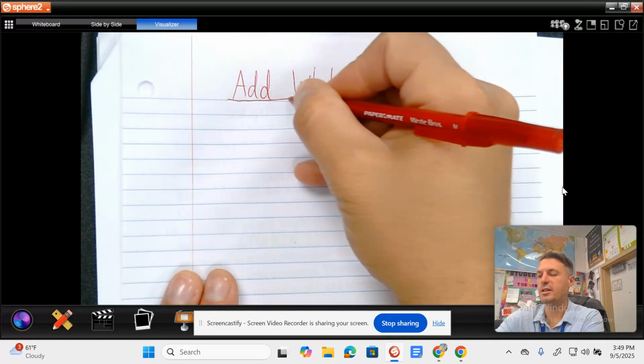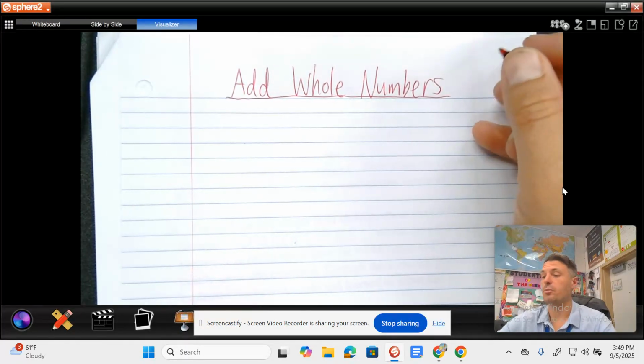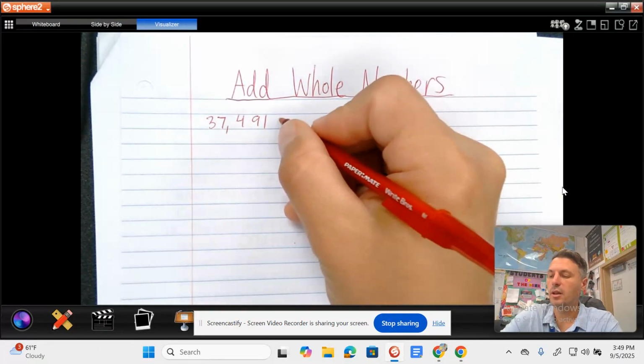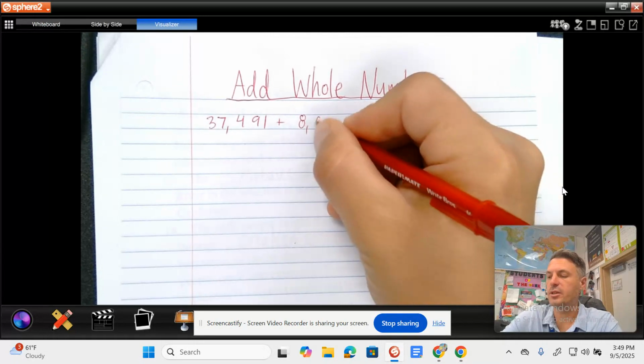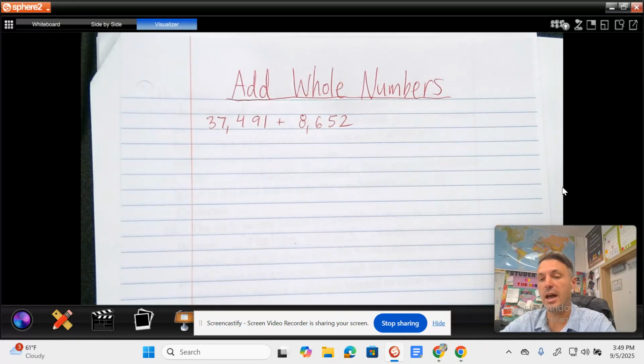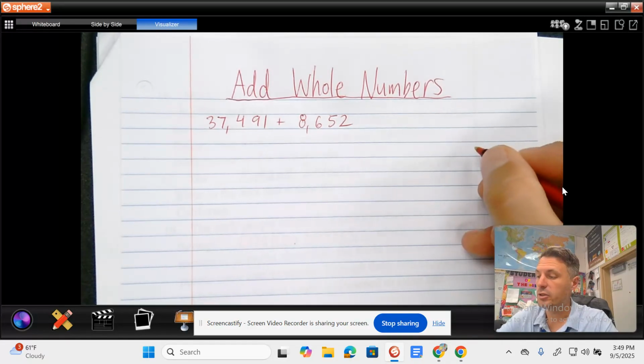Okay, the best way to practice this skill is just to jump right into examples. So let's say we had 37,491 and we had to add that to 8,652. The first thing you want to make sure you do as you're adding these up is make sure that you're adding the right place value position to the right place value position, which means you need to stack the numbers up with the ones places lined up, the tens place lined up, the hundreds place lined up, and so on. In order to do that, you need to make sure you line up your numbers on the right side.